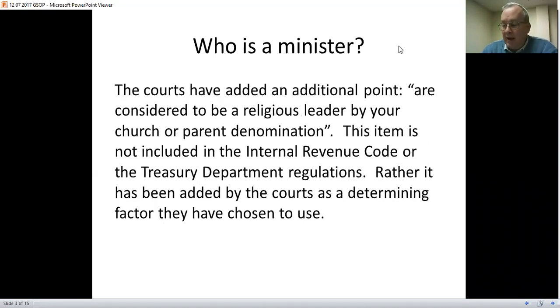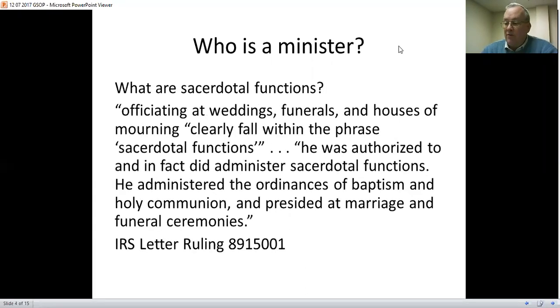The courts have also added another point, and that is that you are considered to be a religious leader by your church or your parent denomination. This was in a court case in 1987, Wingo versus the Commissioner. And that item is not in the Internal Revenue Code, not in the Treasury regulations. It was added by the courts, and most of the courts have deferred to that as being an additional factor. And we'll look at the 5 factors that the courts use in a few minutes that will tell us exactly what is required as far as them determining whether or not you are a minister. So what are sacerdotal functions?